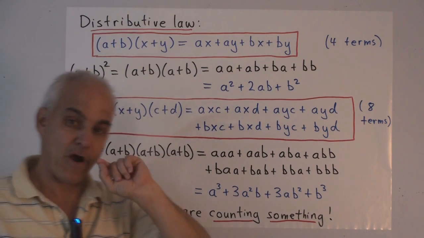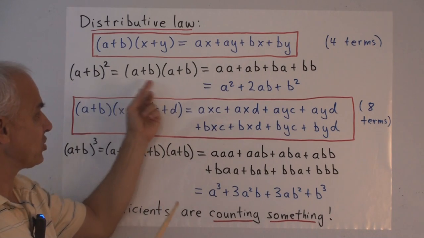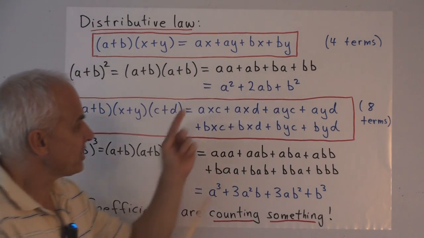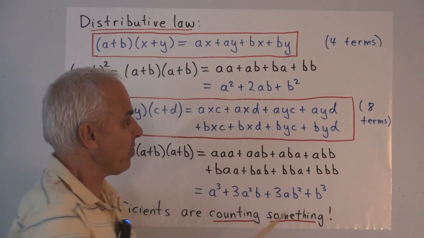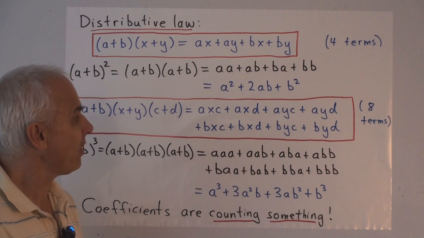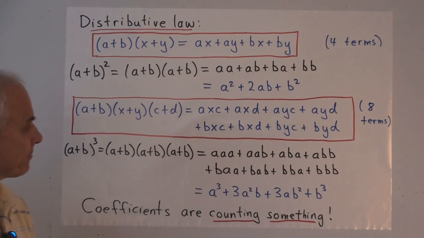So in reality there are four terms that you get when you expand out (a plus b) squared using the distributive law. It's just that the ab and the ba term happen to be the same because a and b commute, they're numbers after all. And so they coalesce to give us 2ab.